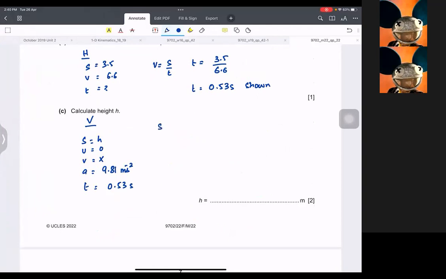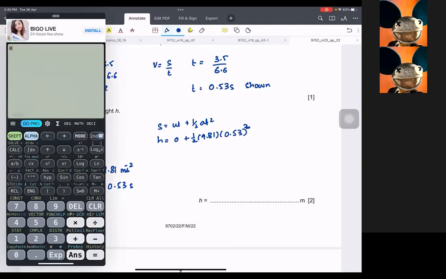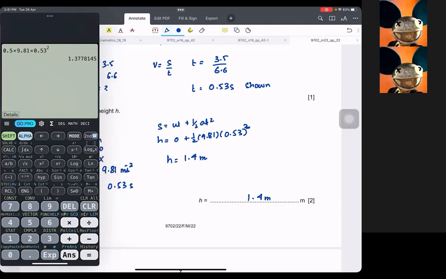So the best equation will be S is equal to U T plus half A T squared. h equals 0 plus half times 9.81 times 0.53 squared. So this is 1.4 meters, as you can see. If you have any questions, please let me know.